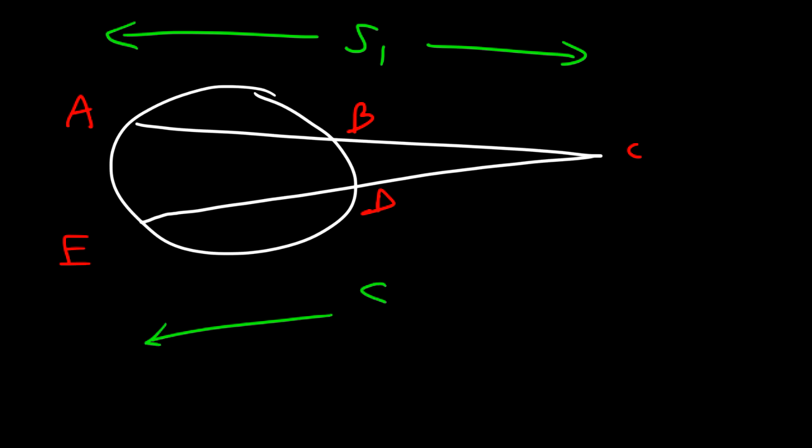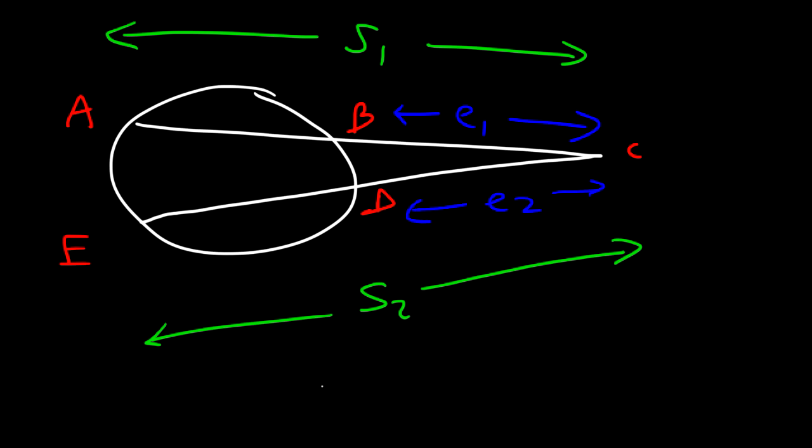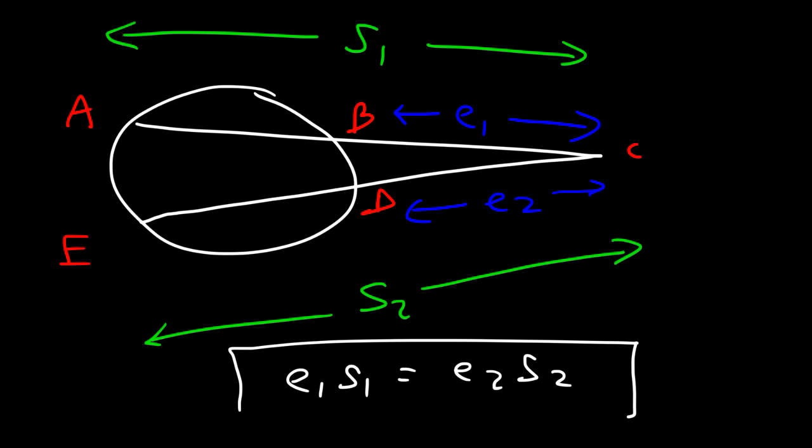Now the last power theorem you need to know is the secant-secant power theorem. So let's call this A, B, C, D, and E. So AC is secant 1, EC is secant 2. BC is the external part of secant 1, and DC is the external part of secant 2. So you need to know that E1 times S1 is equal to E2 times S2. So that's the secant-secant power theorem.